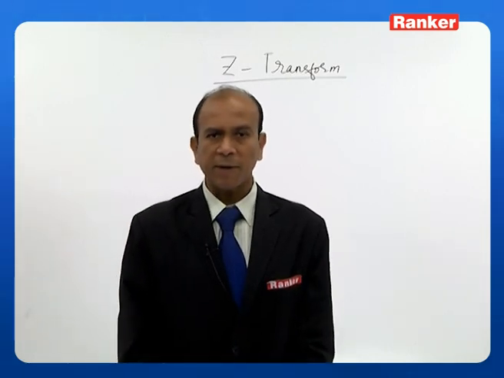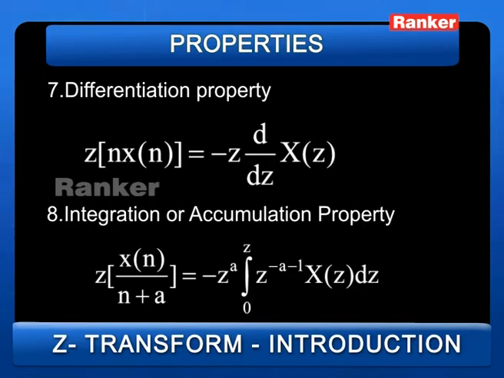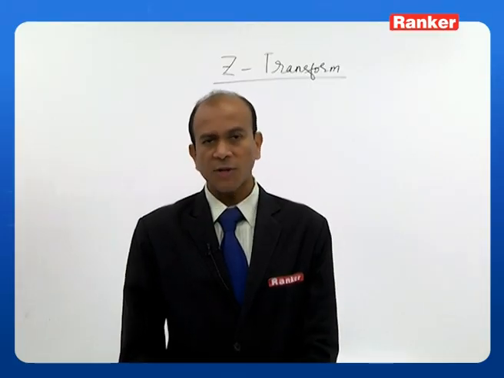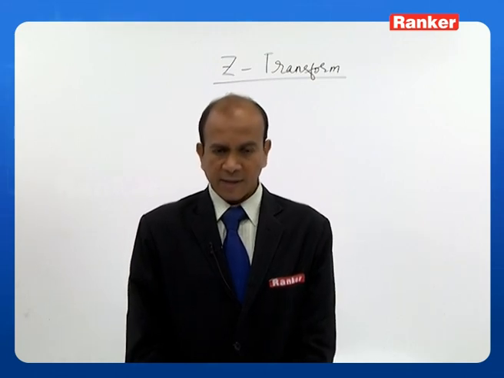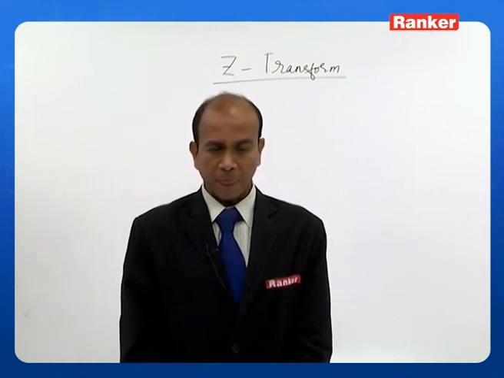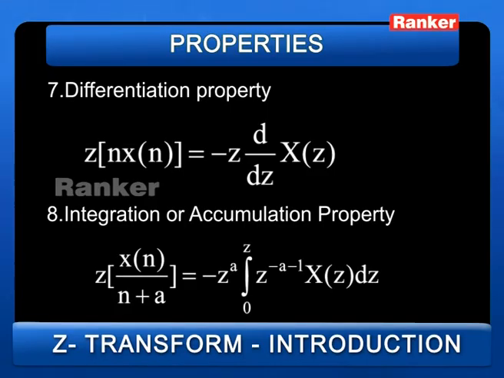Let us see the next property, property number 8. It is also called as integration or accumulation property. What does it say? x of n divided by n plus a, if I take a z transform, that will be equal to minus z to the power of a integral 0 to z, z to the power of minus a minus 1 x of z dz. This is called as integration, also called as accumulation property. So, what does it say? It says the z transform of x of n by n plus a is equal to minus z to the power of a integral 0 to z, z to the power of minus a minus 1 x of z dz, that is integration or accumulation property.